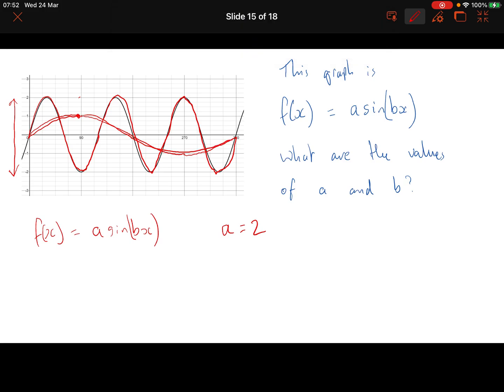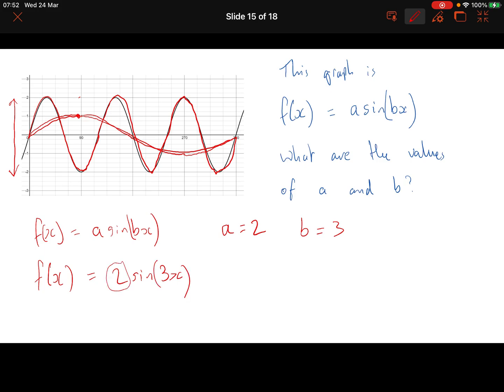Okay? So what does that mean? It means that we've been compressed in by a factor of 3, which means we've been stretched by a scale factor of 1/3. If I've been stretched by 1/3, then I achieve that by b being 3. Okay? So the equation of this curve is f of x is equal to 2 sine 3x.